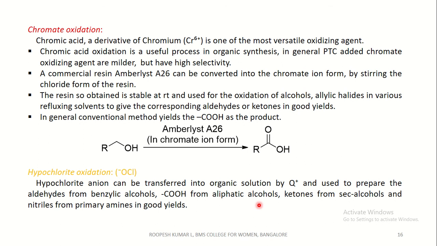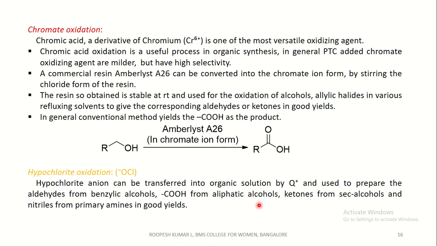Under the oxidation reactions, the next compound is chromate oxidation, that is chromic acid, a derivative of chromium, which is one of the most versatile oxidizing agents. Chromic acid oxidation is a useful process in organic synthesis. In general, PTC-added chromate oxidizing agents are milder but have high selectivity.